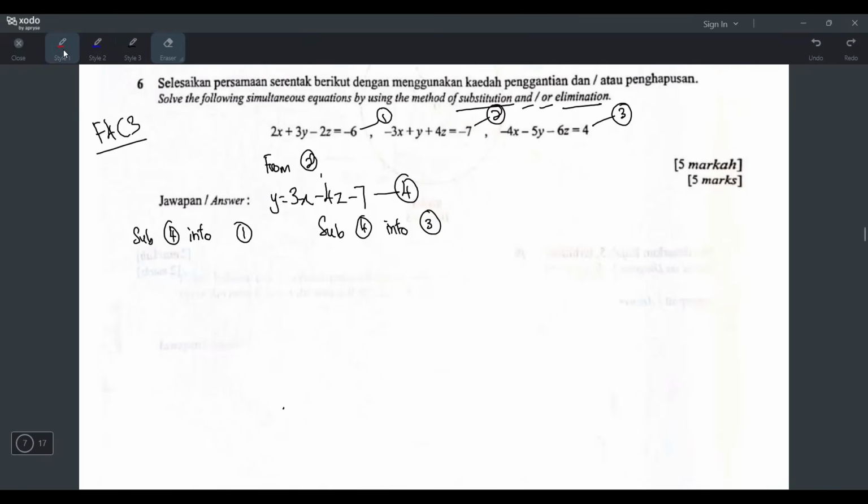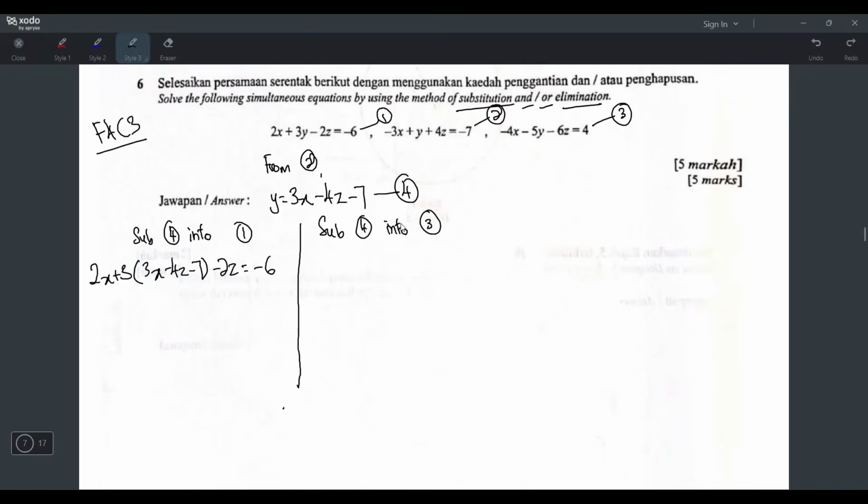Okay, now let's sub. 4 into 1 means I have to look at 1. So let's look at 1. 2x plus 3y minus 2z. Let's write that down. 2x plus 3. But for the y, you have to open a bracket. Minus 2z equals -6. Why open bracket here? Because the y has been replaced with 3x minus 4z minus 7. Now we can expand this, but I'll do it later. I want to write this one first.